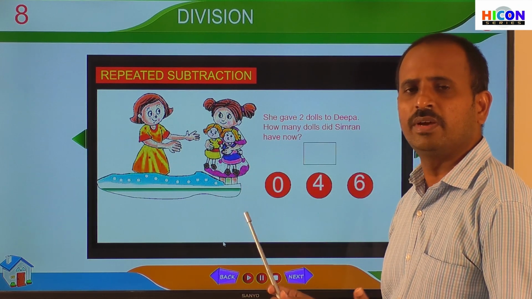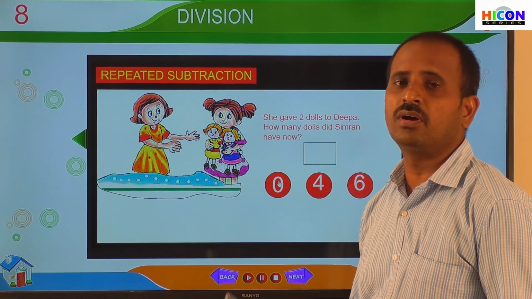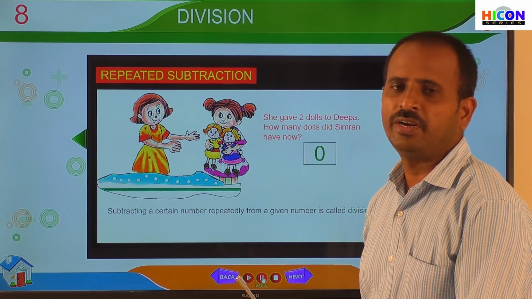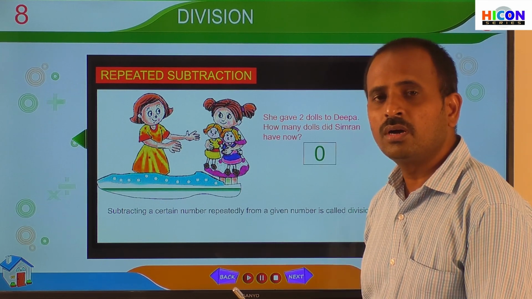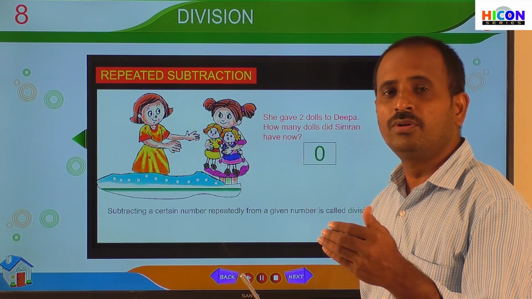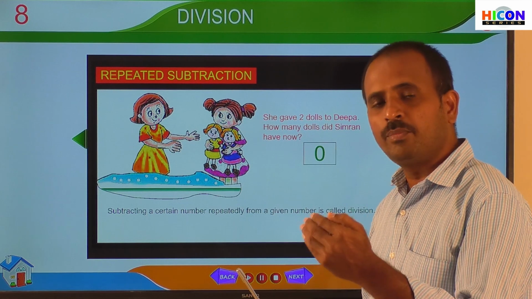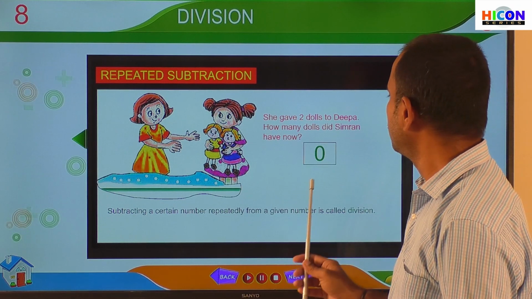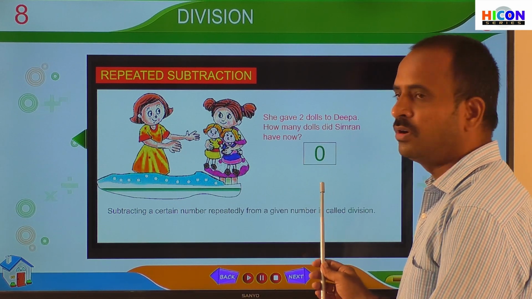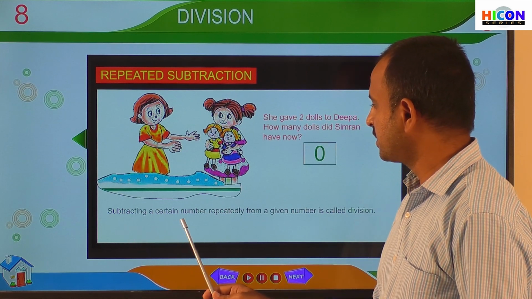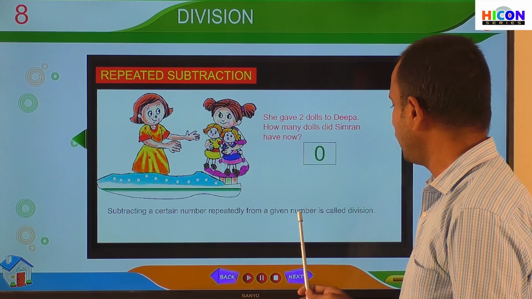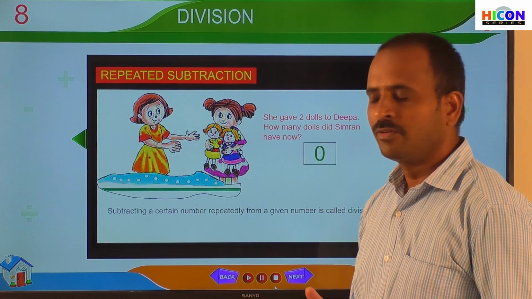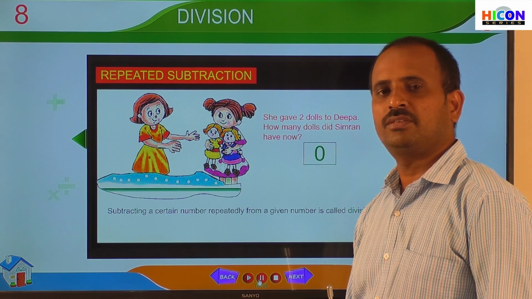So children, what is the answer? 0. Why? Because she has given out 2 dolls each time to each friend. That means we have to subtract 2 dolls every time, so we subtract the number 2 repeatedly from the 6 dolls. That repeated subtraction is called division. Finally Simran has 0 dolls. So children, subtracting a certain number repeatedly from a given number is called division.